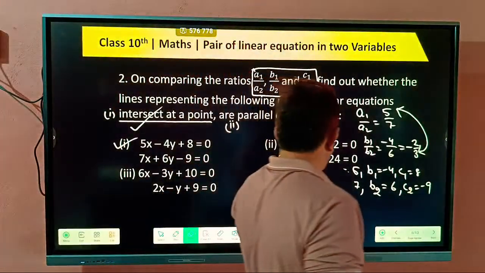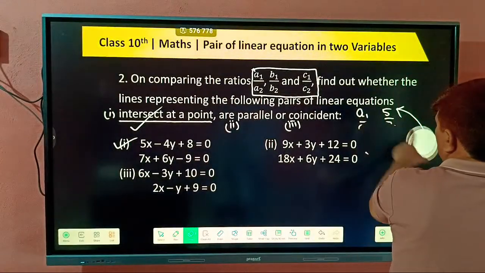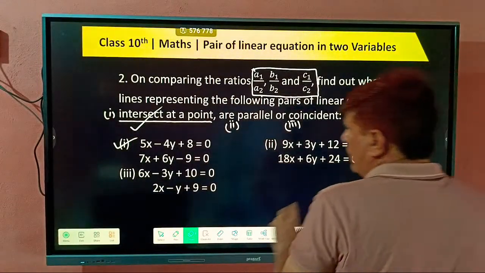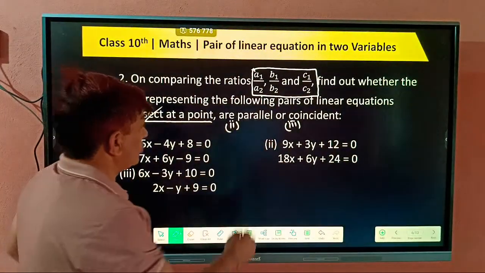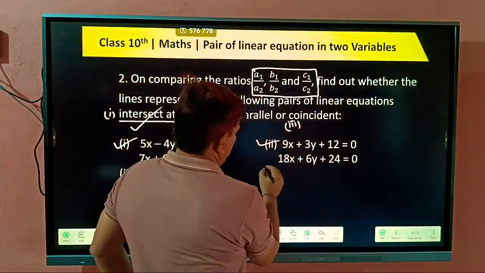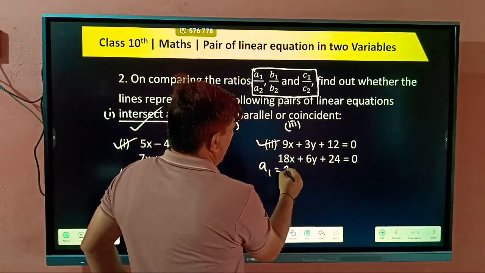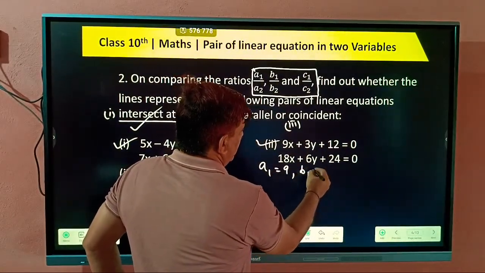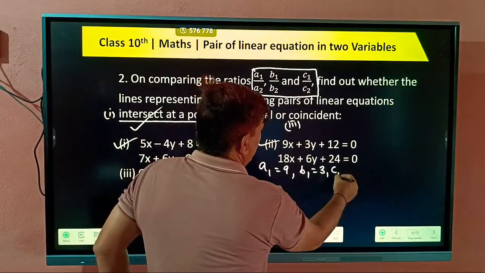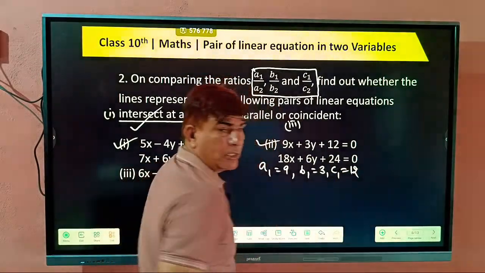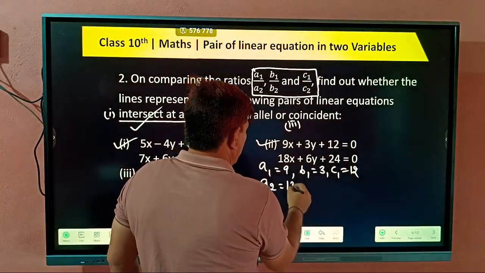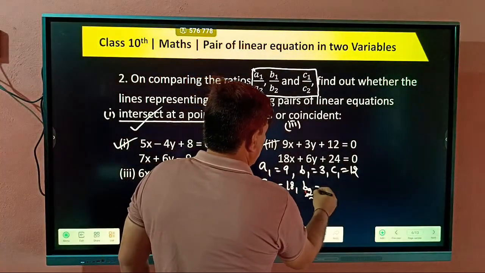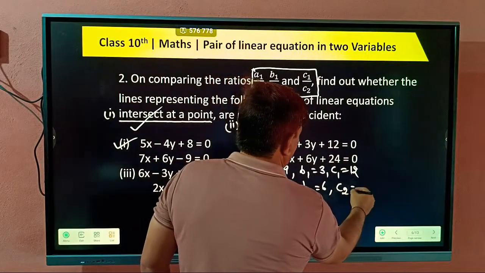Now next part. What's the next part of it? In this way you can find out easily. Directly I am doing it now; this equation I can write and then I am saying. So the second part is this. What's A1 here? 9. B1 is 3. C1 is 12. A2 is 18. B2 is 6. C2 is 24.